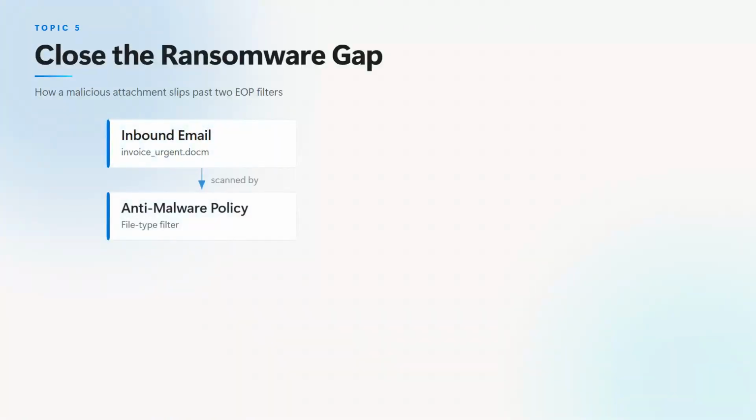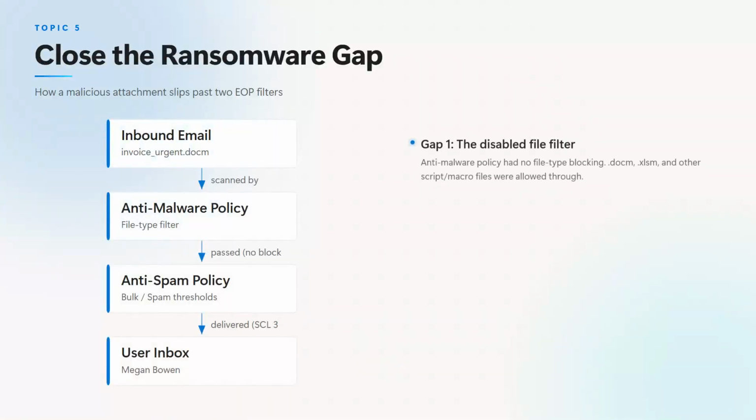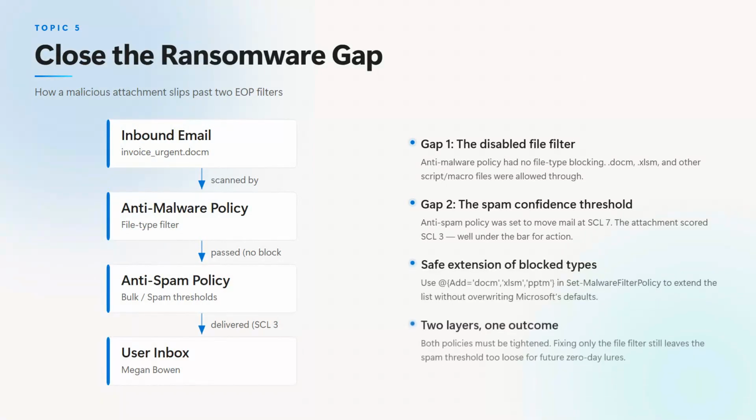When a ransomware-laced attachment reaches a mailbox, the gap is rarely in just one place. Exchange Online Protection evaluates messages through two independent policy stacks. Anti-malware policies control attachment type blocking, while anti-spam policies score content and apply threshold actions. If the file type filter was never turned on, a malicious .docm or .js file sails right past the malware layer regardless of its content. And if the spam confidence threshold is set too loose, a phishing message carrying that attachment can land in the inbox even if the attachment itself would have been caught. That is why we pull both policy types before making any change, so we can see the full picture.